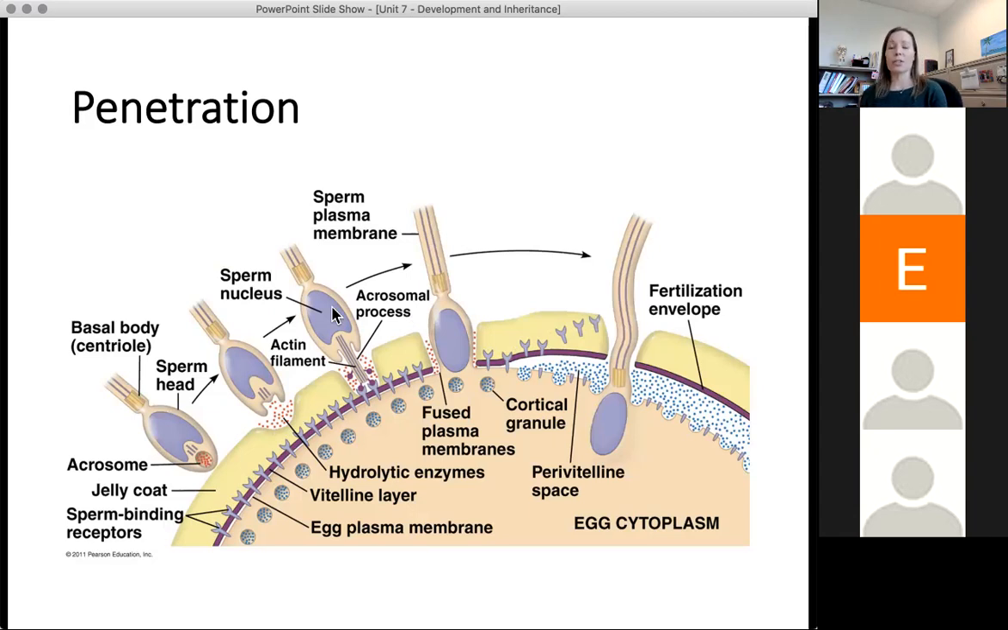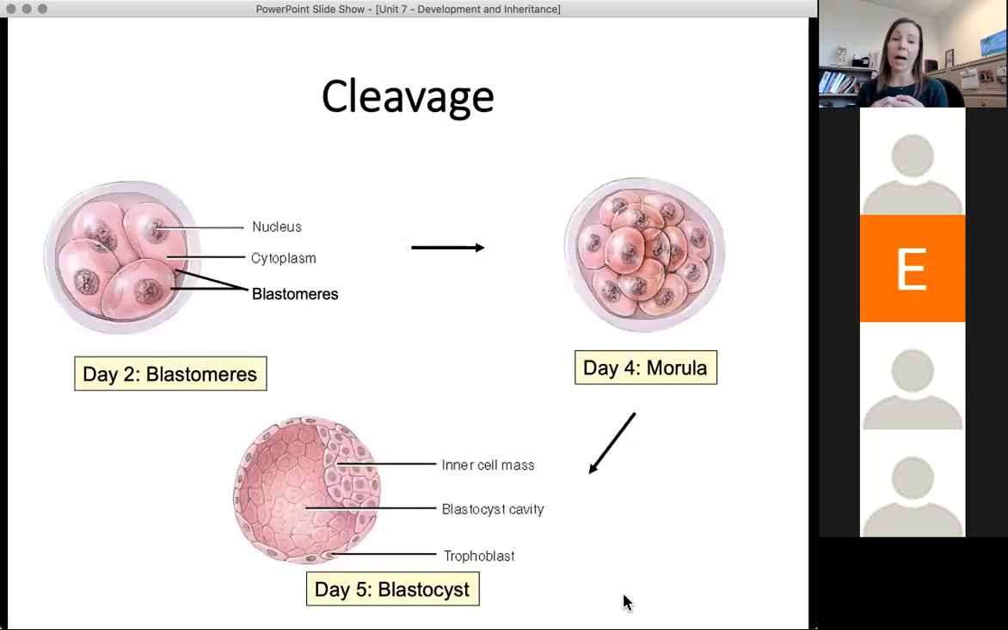So after that occurs, then you have completion of meiosis 2. That will only occur once the sperm fully penetrates the oocyte and the secondary oocyte becomes an ovum. And then actual fertilization occurs once the chromosomes from the sperm and the ovum combine. So that restores the normal chromosome number, which is 46 chromosomes. The single cell that results from that combining is called a zygote. And that's what you start with during week 1 of embryonic development.